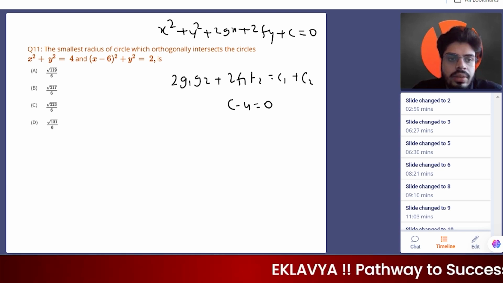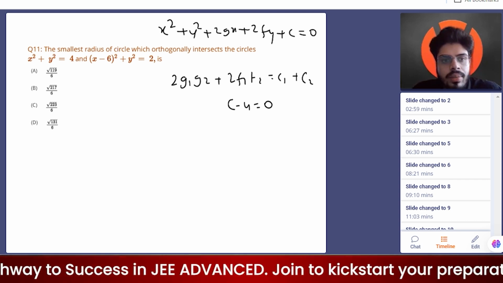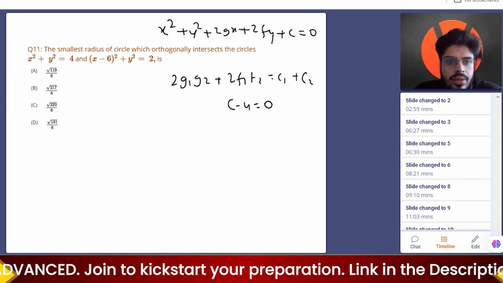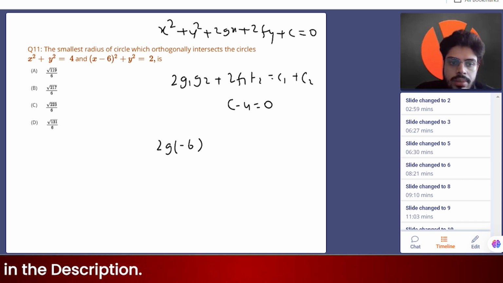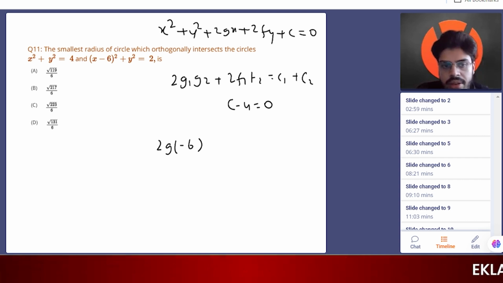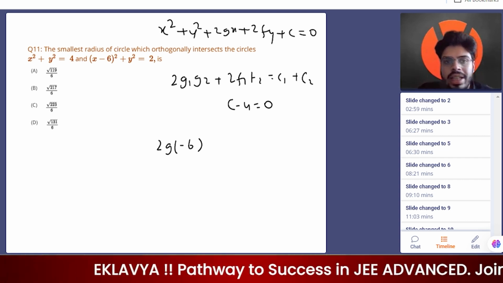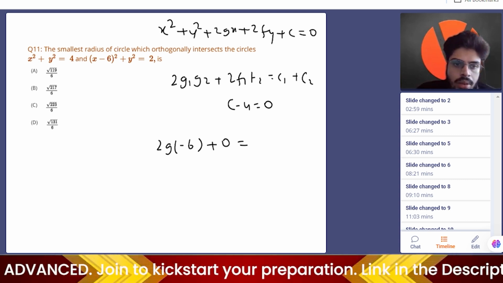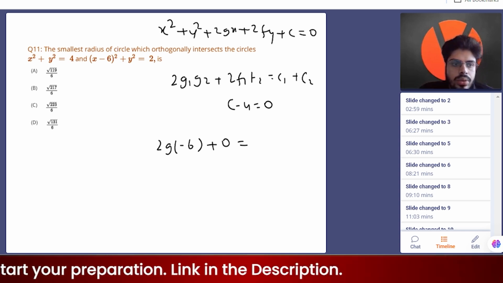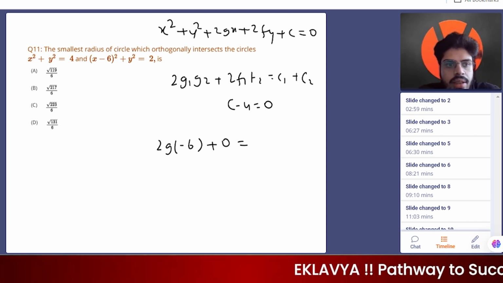So what is the g1 value here? So the center is 6. Center is 6. So g1 will be minus 6. So 2g minus 6, and f is 0, because center is in the x-axis. So f will be 0 plus 0 equal to c1 plus c2. So c1 is here, the c1 is 2. So here you have to find the c.